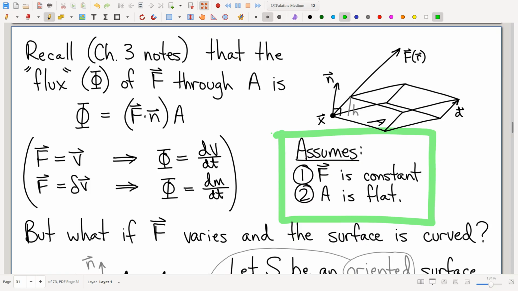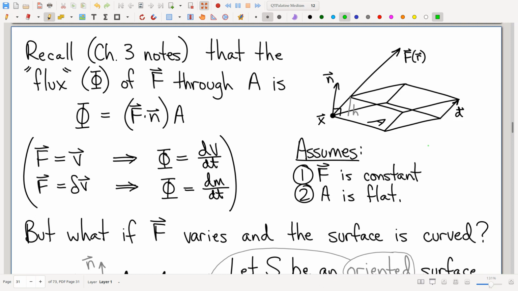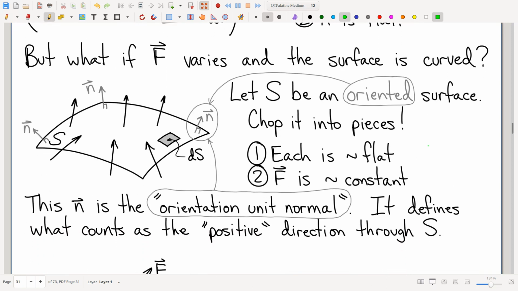So that calculation that we did back in chapter 3 assumed that you have a constant vector field on a flat surface, and we're now going to move along to considering a different scenario where you have a not flat surface, right? Some sort of curved surface, and furthermore, the vector field is not constant, right? The vector field depends on where you are, and how do we deal with that?